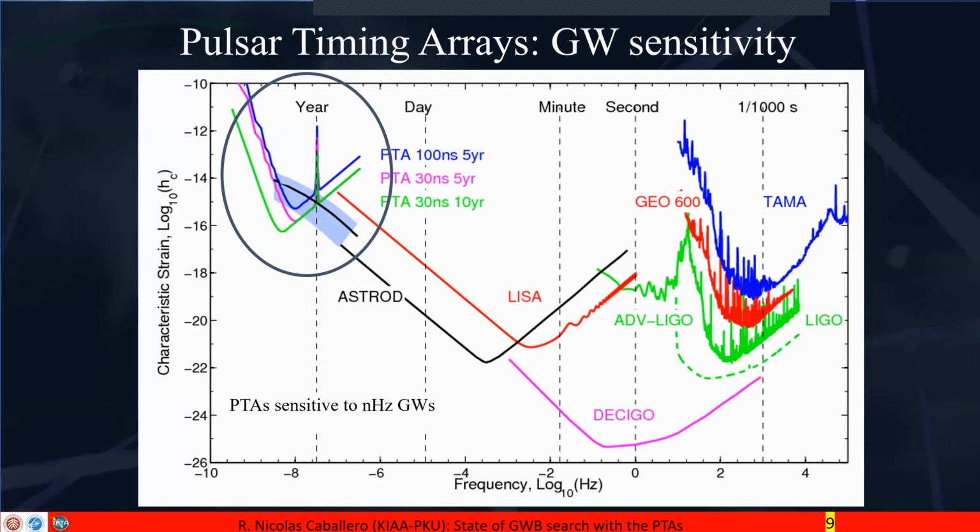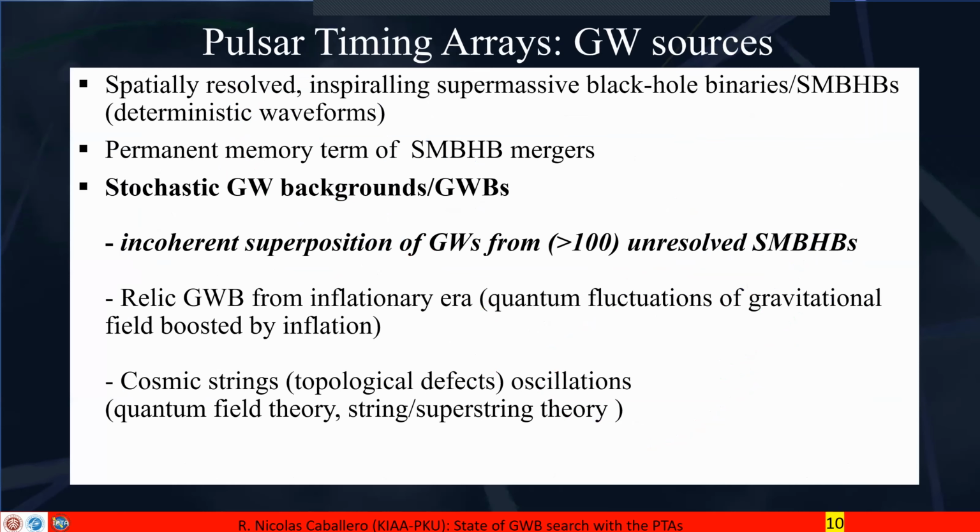Pulsar timing arrays are obviously important because they will extend the gravitational wave sensitivity to very, very low frequencies. We heard a lot about observations from LIGO and Virgo today that we see in the far right of this diagram in hundreds of hertz. But PTAs can actually probe frequencies at nanohertz, which means that, as we'll discuss, they probe different kinds of physical processes.